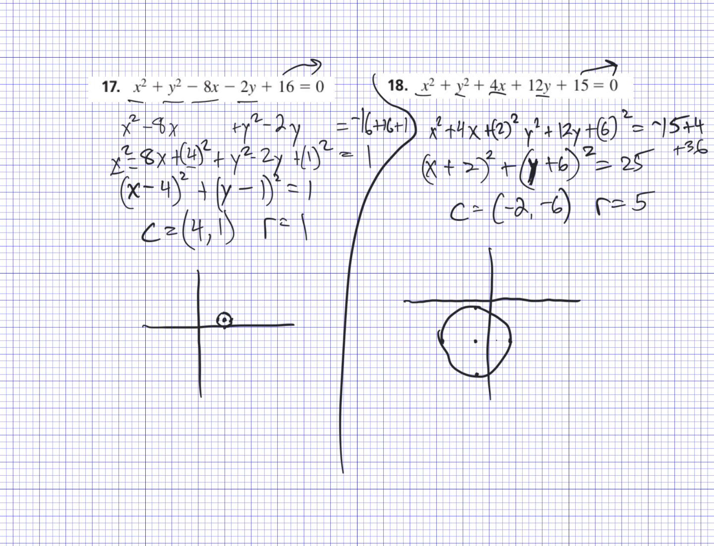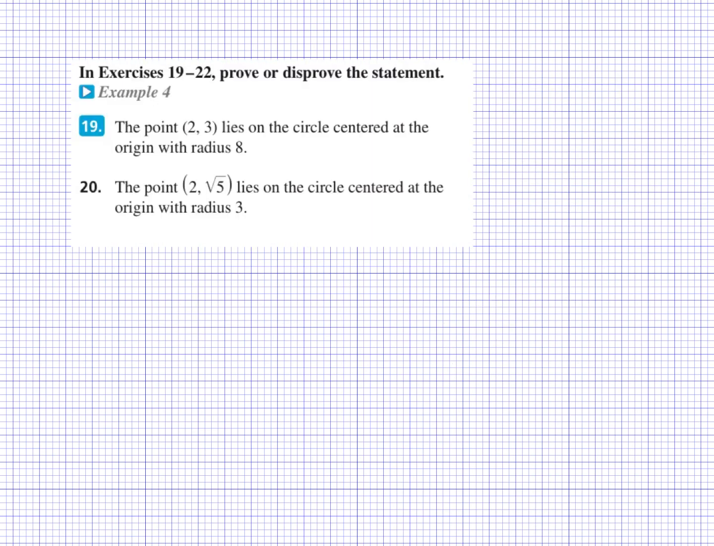There you go. All right, prove or disprove the statement. So let me show you how to do this. The point 2, 3 lies on the circle. All right, so let's do number 19. Let's put 2, 3 up here. Let's try to make this look a little more accurate. So we're at 2, 3. Lies on the circle centered at the origin. The center is at the origin, and the radius is 8. So it wants to know if this is 8 units.